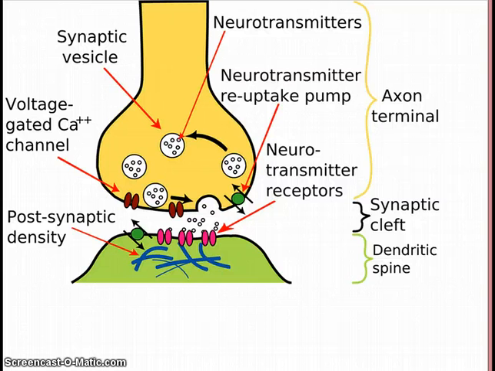Now let's take a look at the nerve impulse itself. The definition for a nerve impulse is a self-propagating wave of electrical disturbance that travels along the surface of a neuron membrane. This is sometimes called action potential. How does this work? Here's the mechanism.